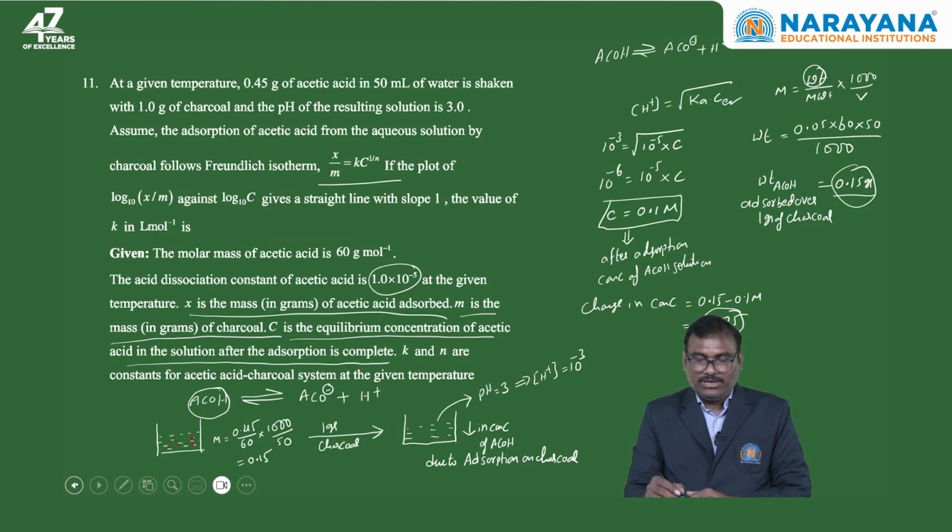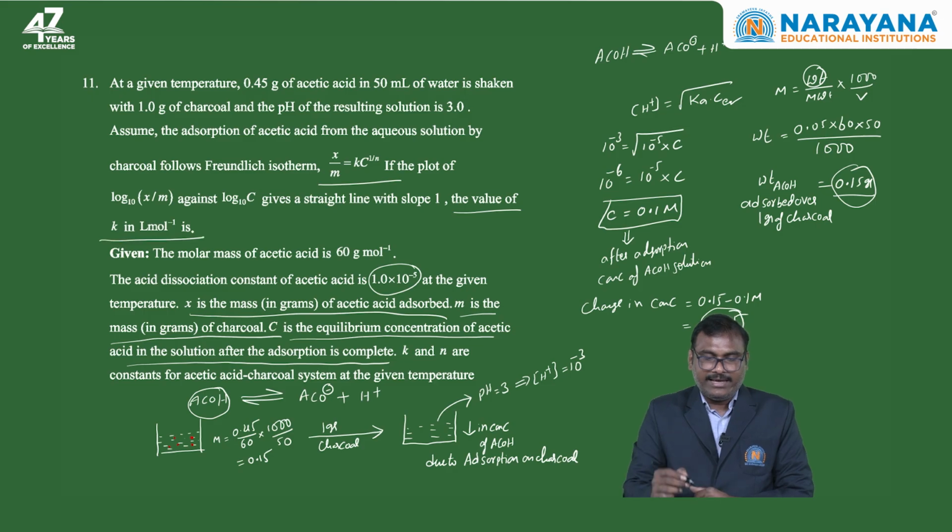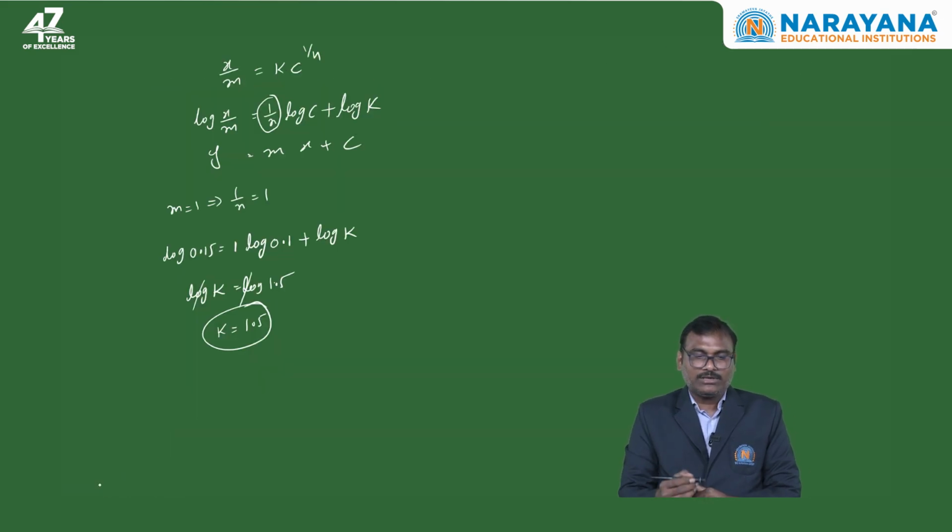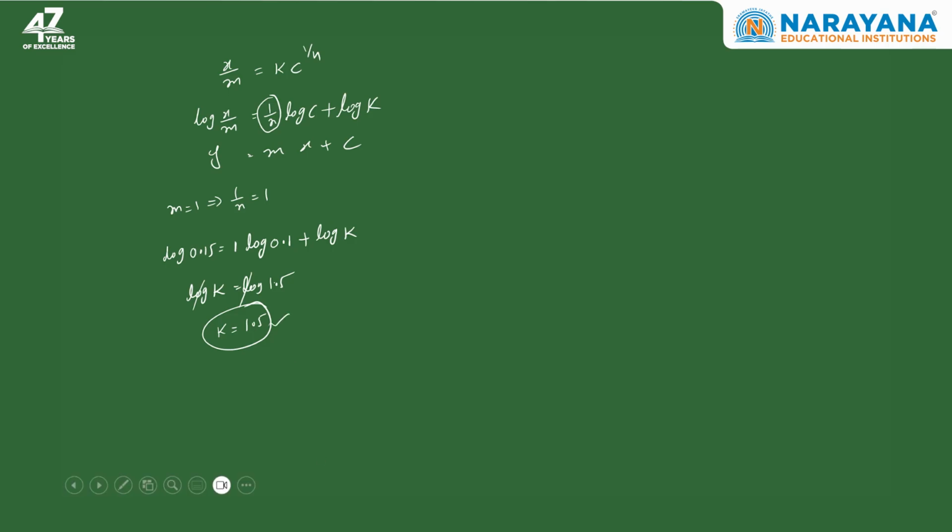The question also asked to find out the K value. The value of K in liter per mole is equal to 1.50. You have to write up to 2 decimals. Yes or no? Now, let us go for the next.